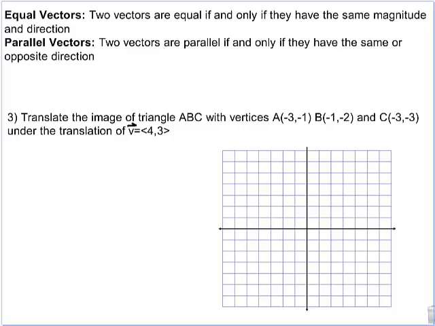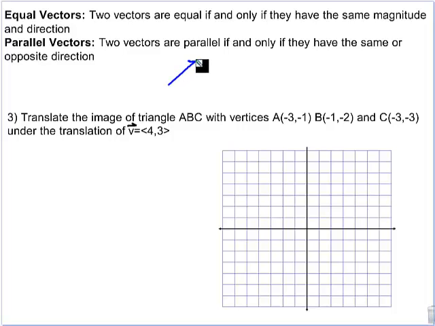Equal vectors and parallel vectors, I just want you to know what they are. We're not going to do too much with them. Equal vectors have the same magnitude and direction. So they have to be the exact same length, and they have to be pointing in the exact same way. If they point in different ways, then they're not the same. Parallel vectors have to have the same or opposite direction.